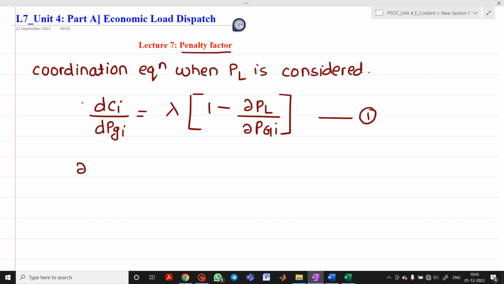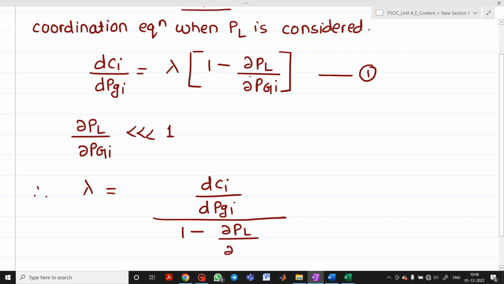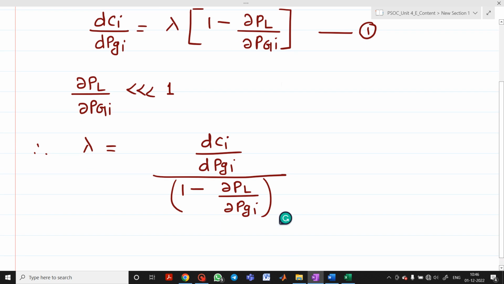Now, in general, it is observed that ∂PL upon ∂PGI is always less than 1. That's why this value is positive. If it were greater than 1, then this might be negative. But this is positive, which indicates that ∂PL upon ∂PGI is always less than 1. So from expression 1, I can write the value of lambda as dCi upon dPgi whole divided by 1 minus ∂PL upon ∂PGI. This is the formula that we have derived from equation number 1.